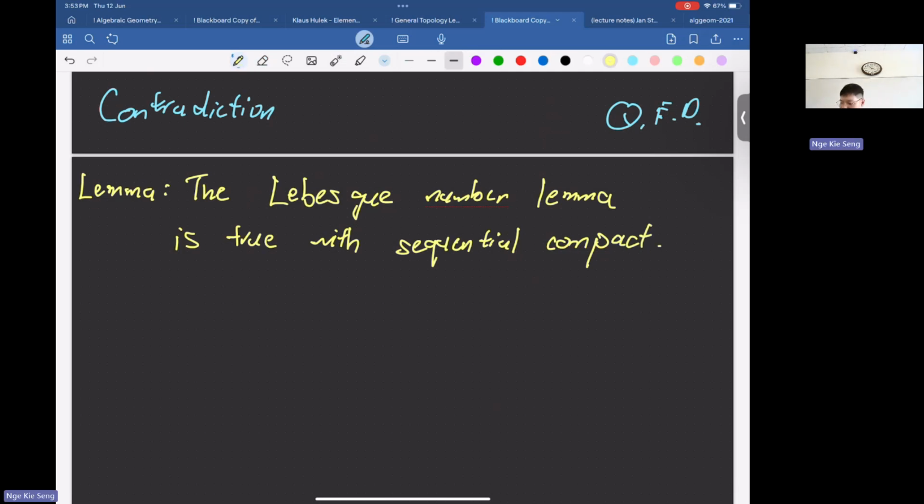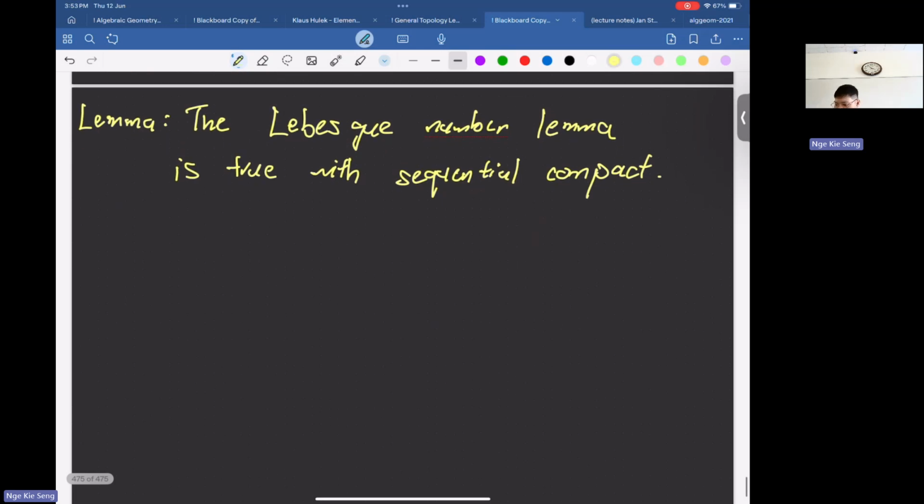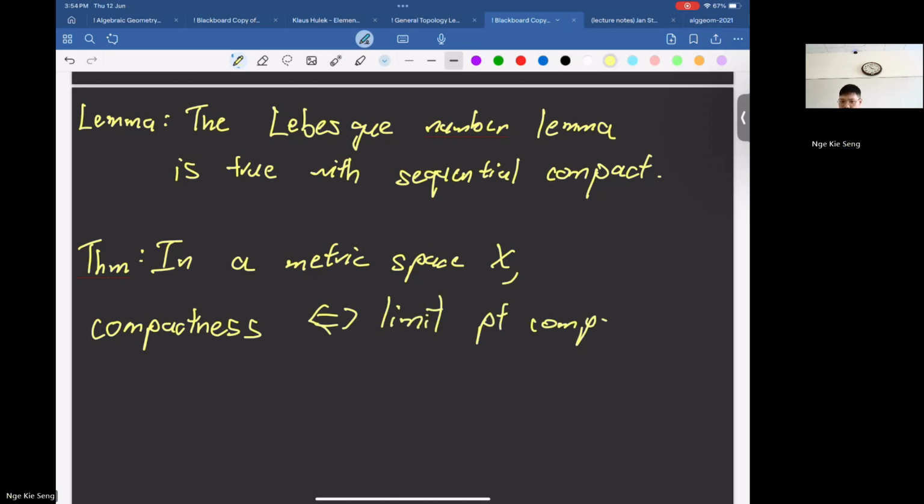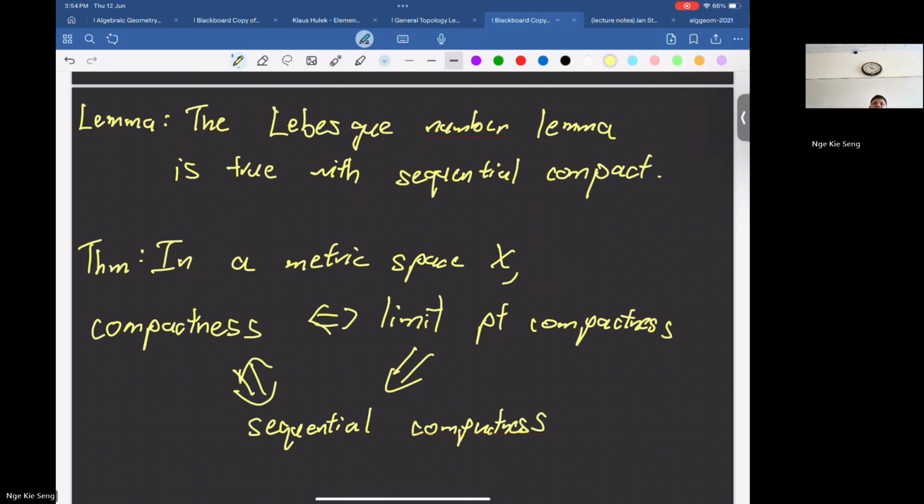Okay, so in this case here, we will start proving the Bolzano lemma here. In a metric space X, compactness, limit point compactness, and sequential compactness are equivalent. This is their golden triangle relationship.